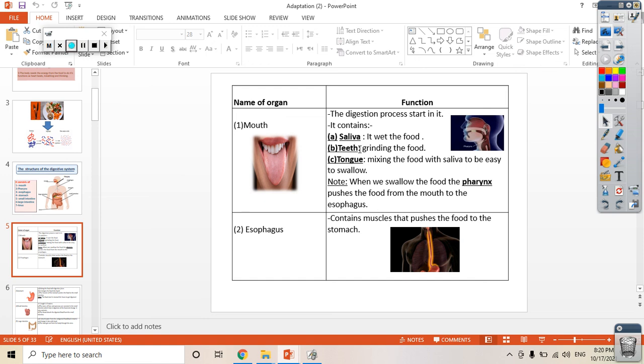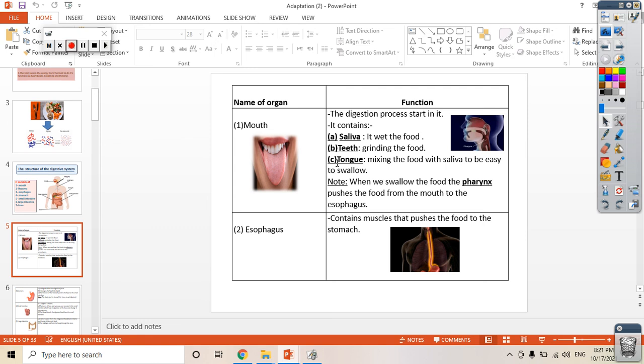Can you tell me what is the job or the function of the teeth? Yes, it's cutting the food into small pieces or grinding the food. Grinding the food means cutting the food into small pieces. Okay? Then the saliva. What is the function of the saliva? It mixes with the food because it's liquid. Now the tongue. What is the function of the tongue?